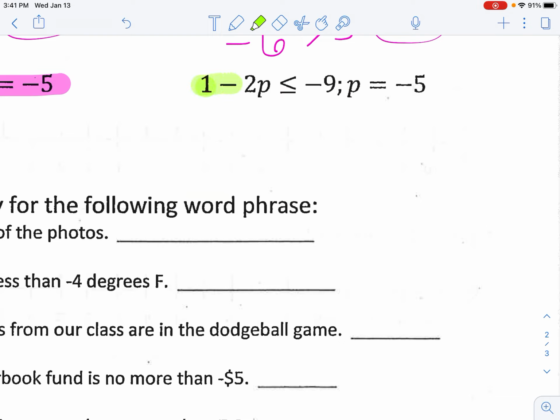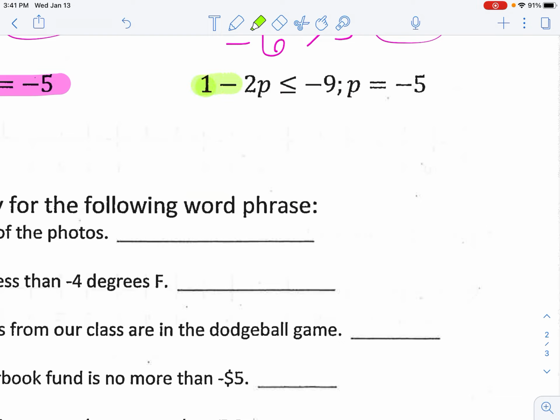More than 3 students from our class are in the dodgeball game. So the number of students in the dodgeball game, it says, is more than 3. So that's going to be students is greater than 3. So there have to be at least 4 students in the dodgeball game if it's more than 3.